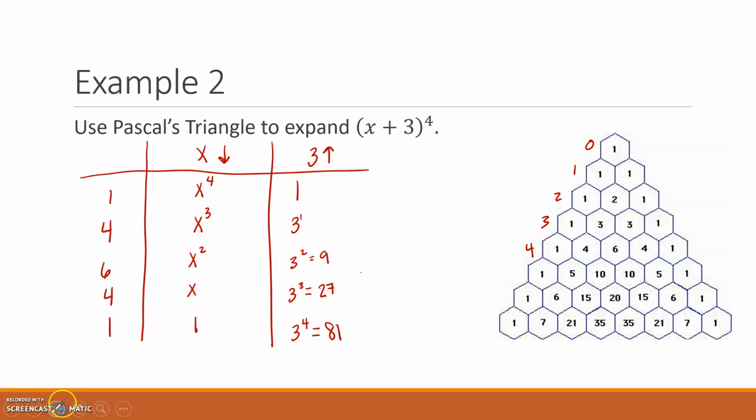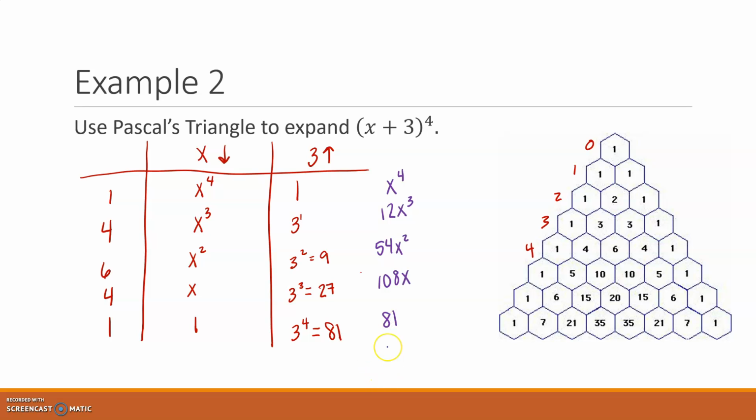Now, multiplying straight across, tell me what I'm going to get for these 5 numbers in order from top to bottom. I'm going to get x to the 4th, 12x cubed, because I'm doing 4 times 3. Here I'm getting 6 times 9, which is 54, x squared. 4 times 27, which would be 108, x, and then 81, and there was no x there.